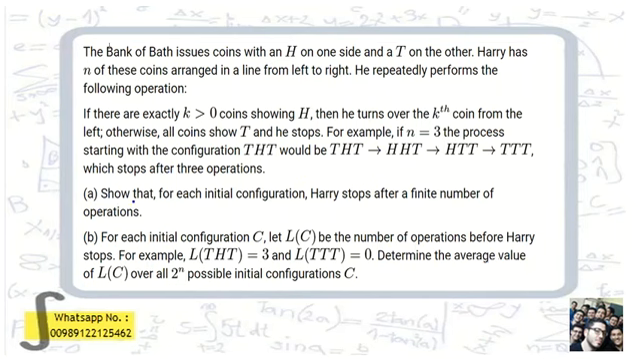Part A: show that for each initial configuration, Harry stops after a finite number of operations. Part B says: for each initial configuration C, let L(C) be the number of operations before Harry stops. For example, L(THT), the number of operations to reach TTT, is 3, and L(TTT) is 0. Determine the average value of L(C) over all 2^n possible initial configurations.